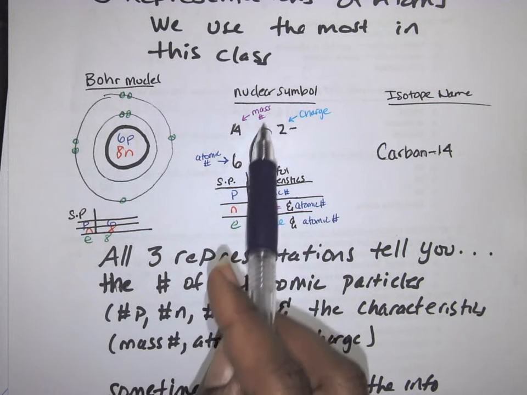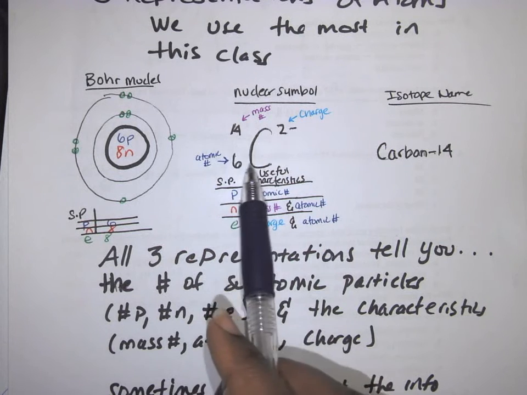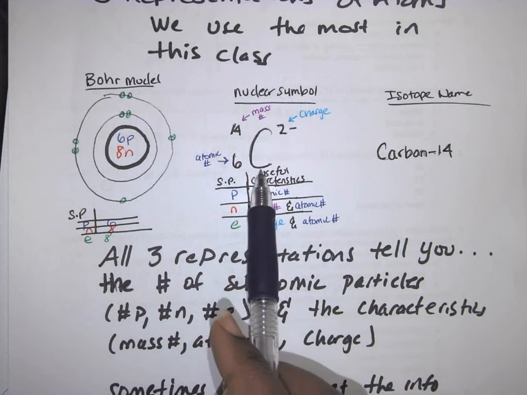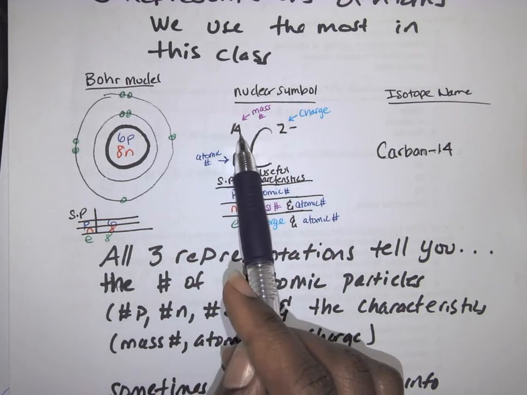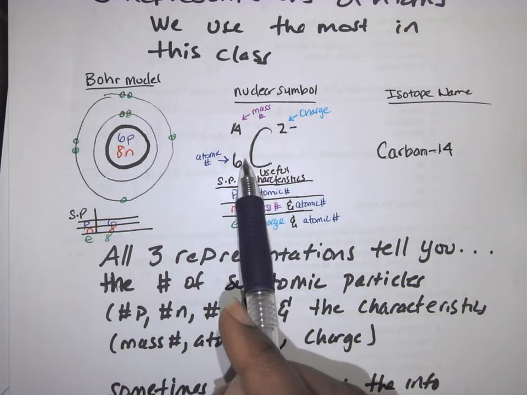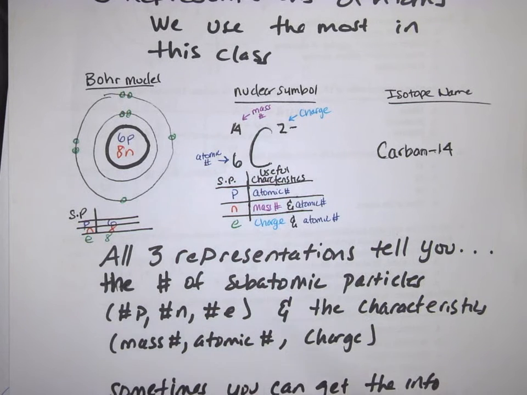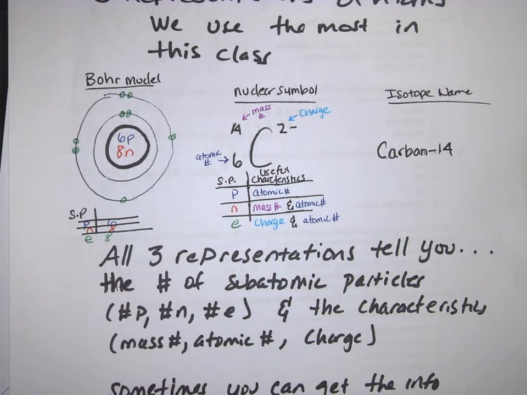So if you look at the nuclear symbol here, the nuclear symbol has 3 numbers, and of course the symbol for the element in the middle. The upper left number is your mass number, the lower left is your atomic number, and the upper right is your charge. So we can't tell by looking at this directly what the number of protons, neutrons, and electrons are, like we did here. We have to figure it out.